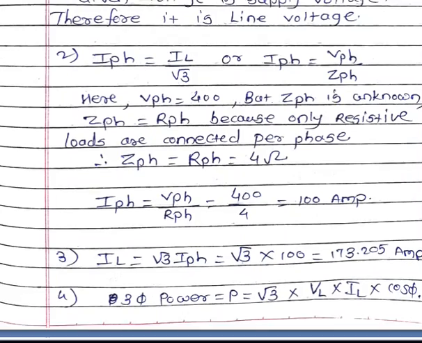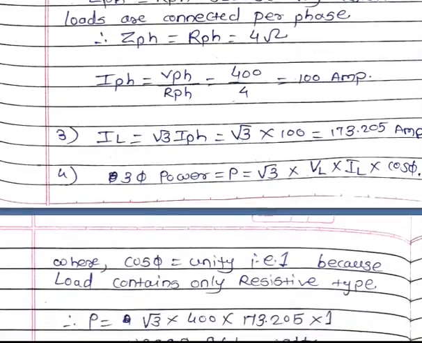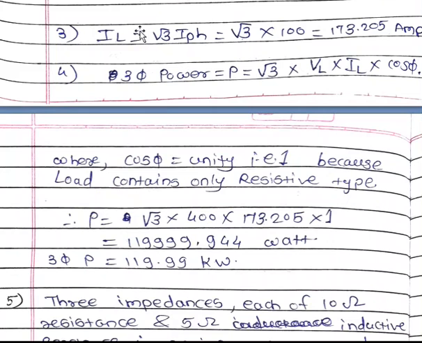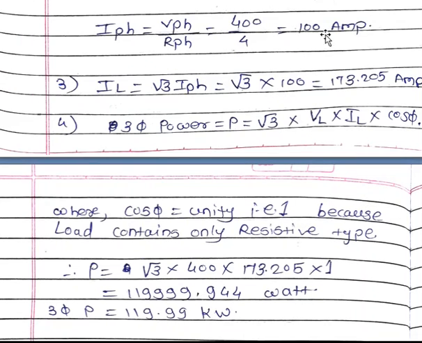Now we calculate the value of line current. Line current is equal to root 3 times phase current. The value of phase current is 100 ampere. Therefore, IL is equal to root 3 into 100. The answer of this multiplication is equal to 173.205 ampere. The phase current is 100 ampere. The line current is 173.205 ampere.